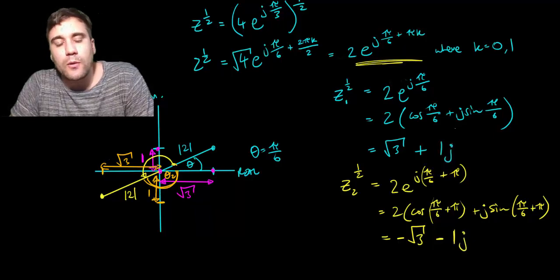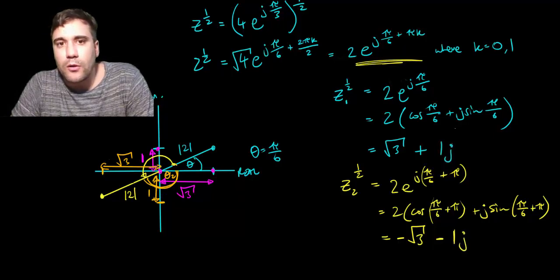And these seem to be equally spaced, and if you were taking the third root, so you were raising a complex number to the power of a third, you would end up with 3 points equally spaced on the Argand diagram.